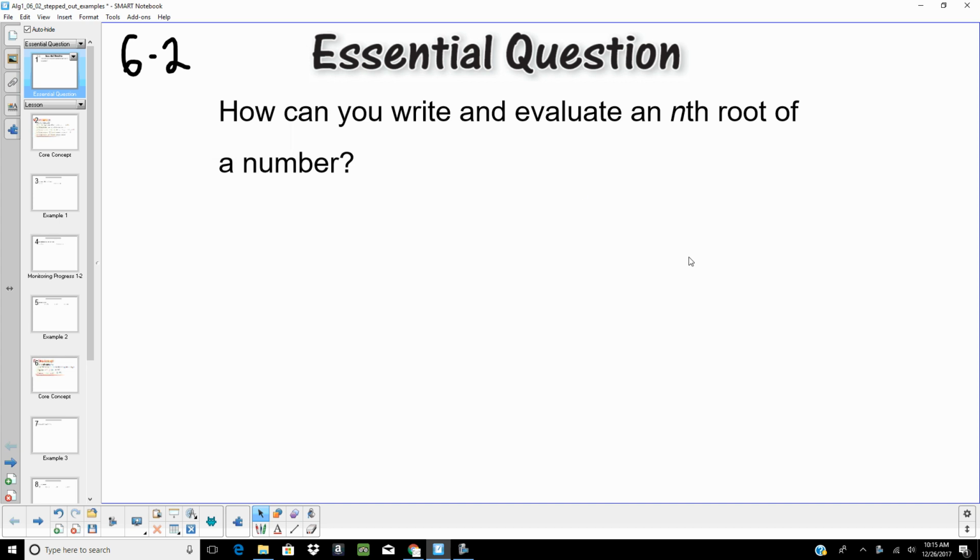Hello, today we are doing chapter 6, section 2. Our essential question is, how can you write and evaluate an nth root of a number?